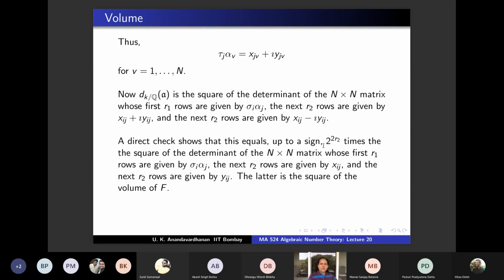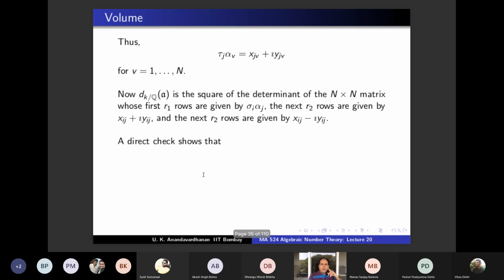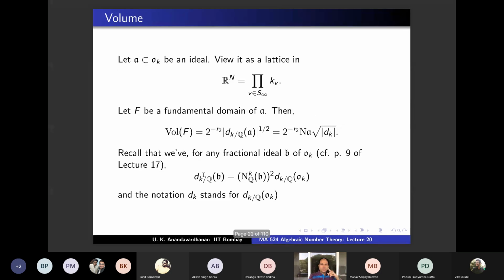The latter is the square of the volume of F. You know this. The volume is given by a determinant formula. The most basic example is this, and more generally the same formula holds. The area of a parallelogram obtained from two complex numbers a plus id and c plus id, and the origin, is the determinant of a b c d, ad minus bc. So it's exactly that. When you put it in this shape, the volume is exactly this determinant. So you've got your formula up to a sign, and the sign doesn't matter because you are taking the modulus. So you wanted to show this.